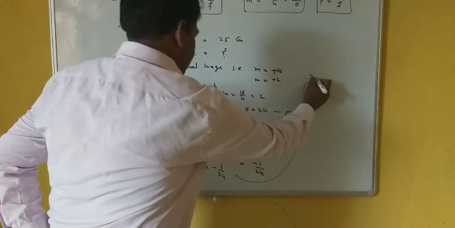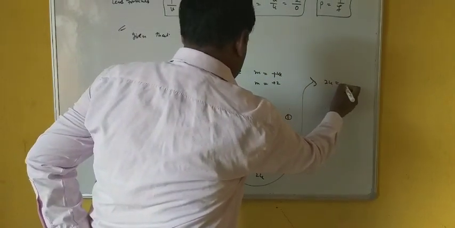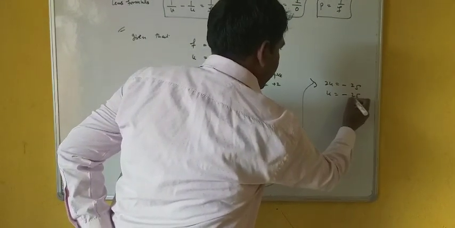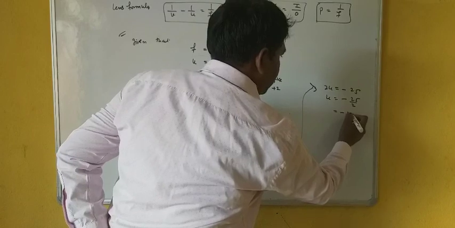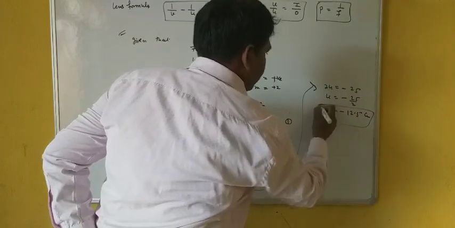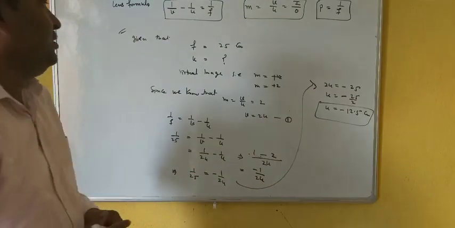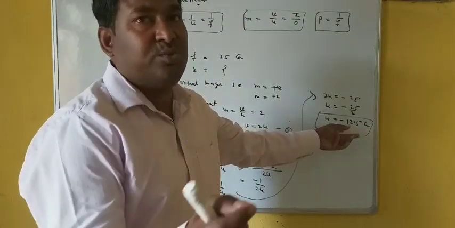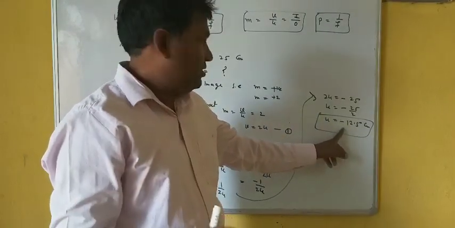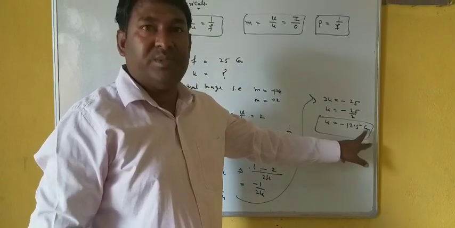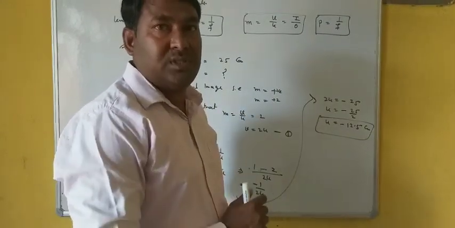So 2U is equal to minus 25. U is equal to minus 25 by 2, which is minus 12.5 centimeter. Is it clear? U is negative, which means the object should be placed in front of the lens, at a distance of 12.5 centimeter.